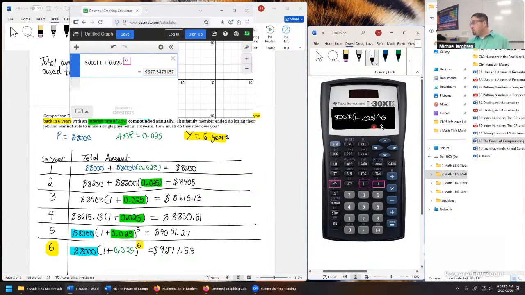If it looks just about like that in your calculator, various calculators might look a little bit different. Casio models, different Texas Instrument models. But this is about what it should look like, and you should get that figure there.